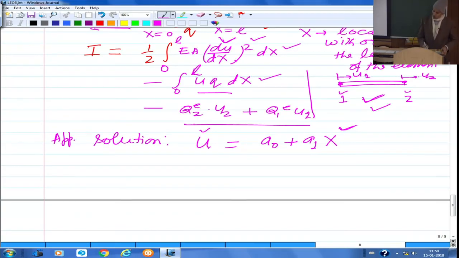So the next step is we need to express this a0 and a1 in terms of u1 and u2. Finally we will have an approximate solution in terms of coordinate capital X and u1 and u2. Then the coefficients of those u1 and u2 are referred to as shape functions. We will put all of that in the integral functional, and then for the equilibrium of the element, the first variation of this integral functional equal to 0 gives you the element level governing equation. So I will continue in the next class.